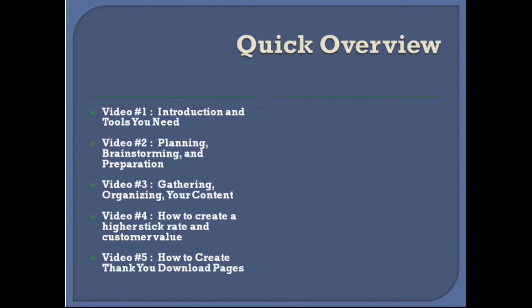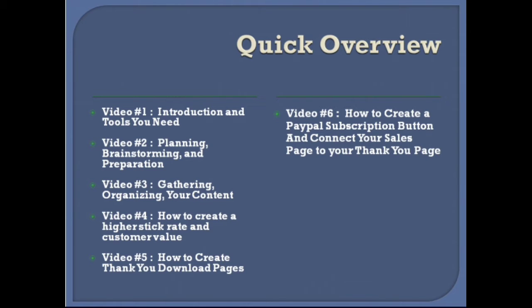Video number 5, we're going to create a thank you page or a downloaded page, the same thing. So basically after the person pays, they see the thank you page, they fill out the Aweber form, and then they're forwarded to get your content and so forth. So we're basically creating an automated membership machine. Video number 6, we're going to talk about how to create a PayPal subscription button and put that onto your sales page so that when somebody buys, they are sent to your thank you page.